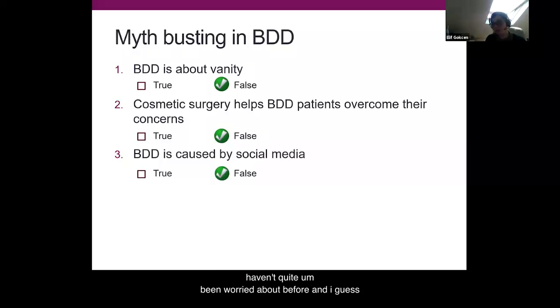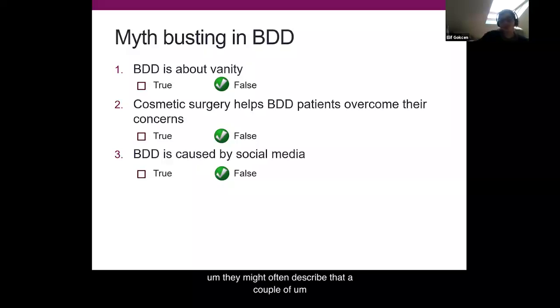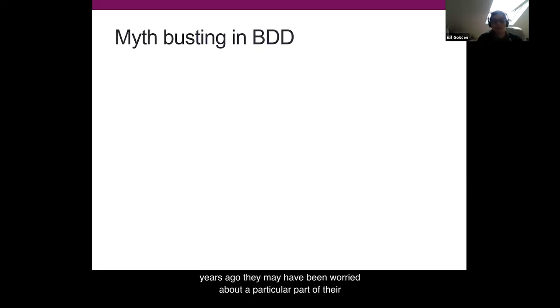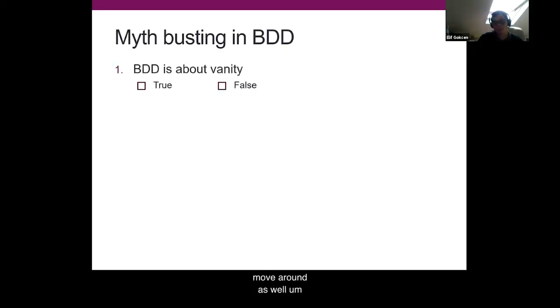And I guess it's also important to say that when we work with young people, they might often describe that a couple of years ago, they may have been worried about a particular part of their appearance, like their shoulder, for example, but that over time that can change as well, so that a new concern might be that they're more worried about their facial features. So we know that BDD can move around as well.